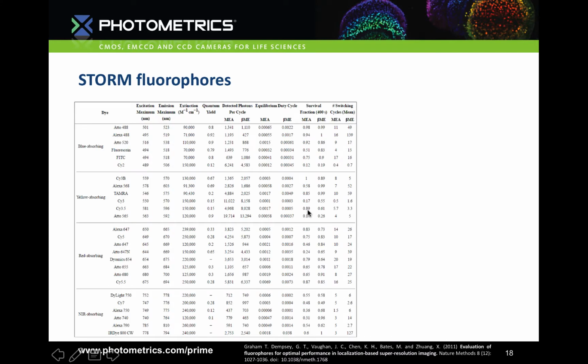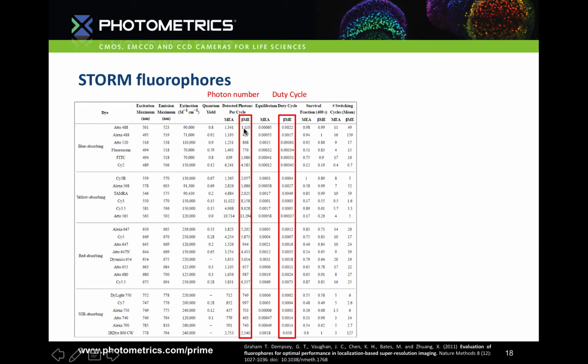The most important characteristics of a STORM fluorophore are the photon number and the duty cycle. The photon number represents how many photons are put out by the fluorophore, and the duty cycle represents the frequency of blinking. An increased photon output directly correlates to the localization accuracy, and a good duty cycle strikes the balance between the fluorophore being on for too long or too short.